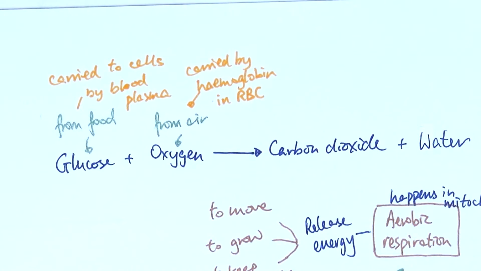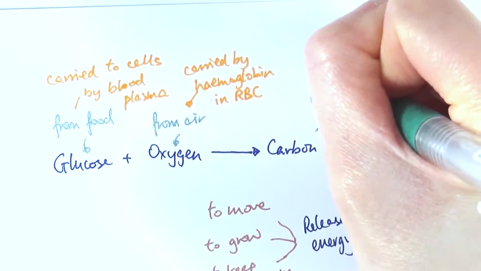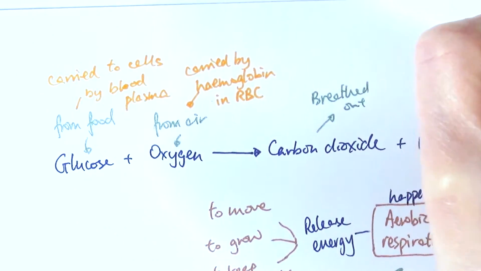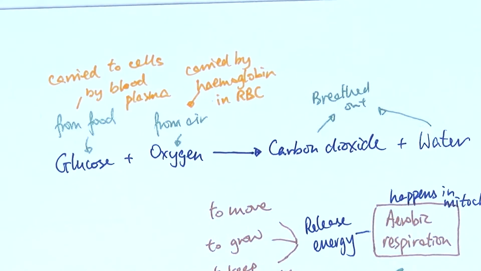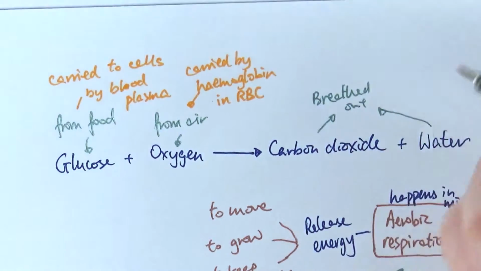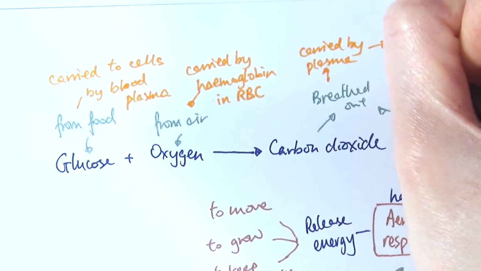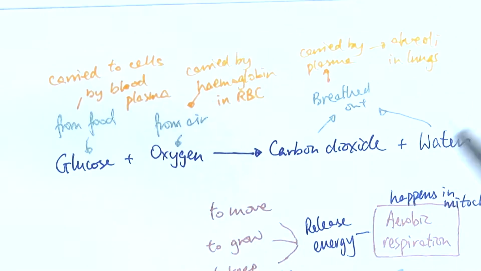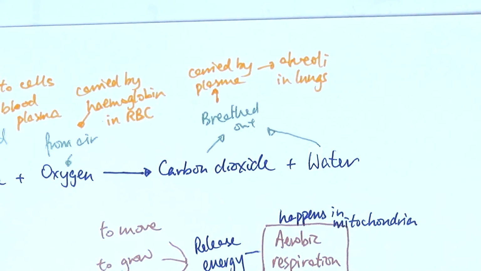Then once it's in our cells, in our mitochondria, they do this reaction to release energy for us to do various things, and then they make the carbon dioxide and the water. And the carbon dioxide and the water will both be breathed out. And we know how that works: once our cells have made it, it's carried in the bloodstream again by the plasma to the alveoli. And once it gets to the alveoli in the lungs, we can exchange it with the oxygen coming in, and then we release it to the environment around us.